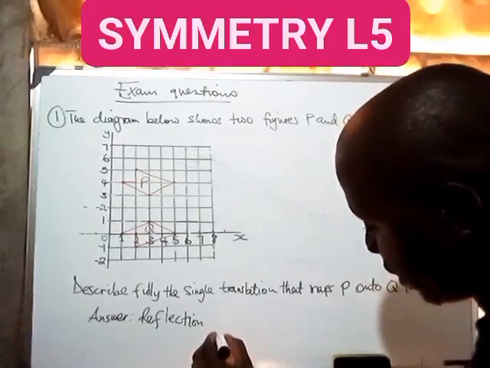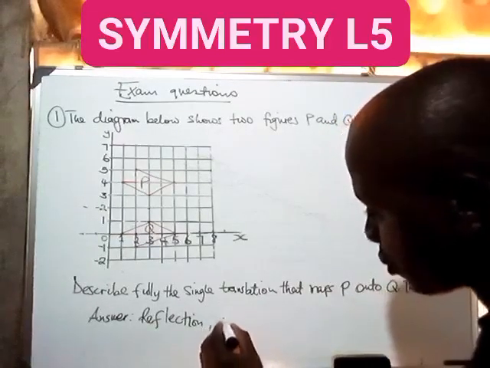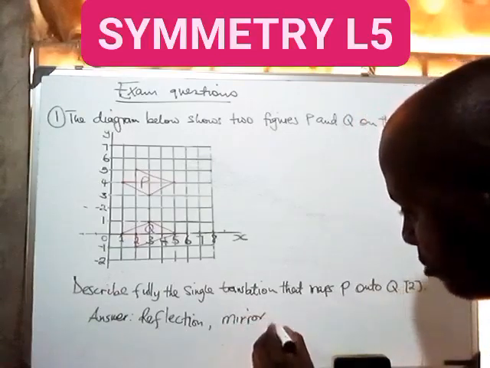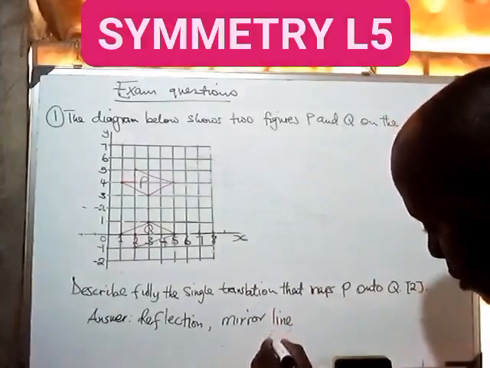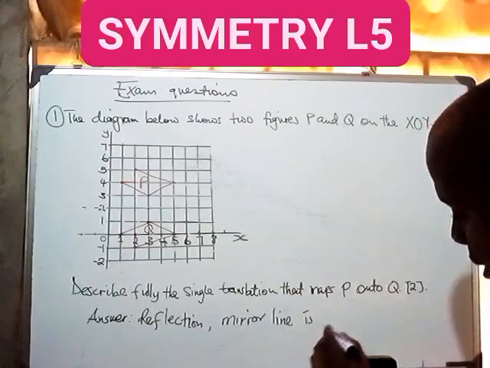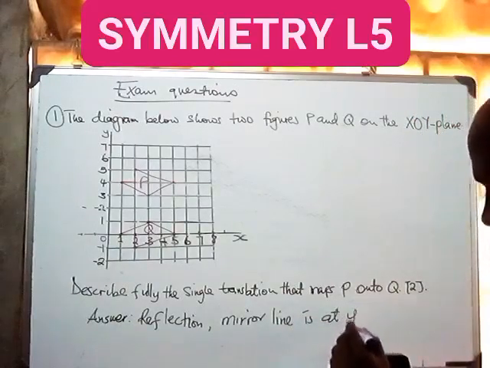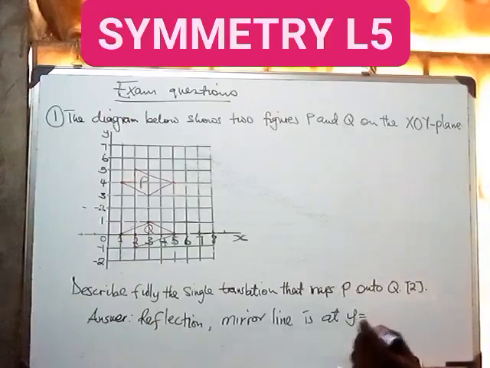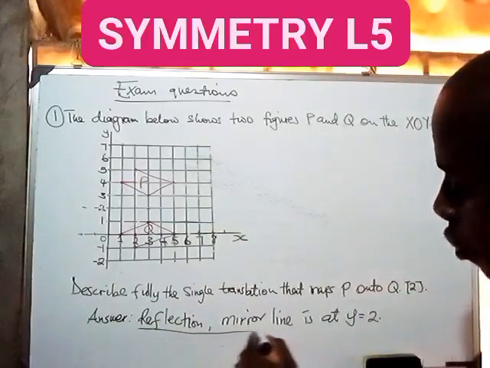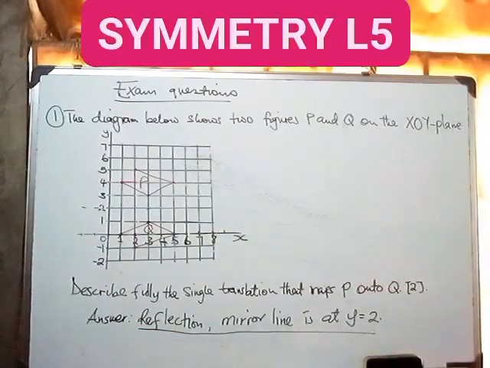This is a reflection. What are we trying to say? The mirror line is at y is equal to 2. So this is the answer for this question.